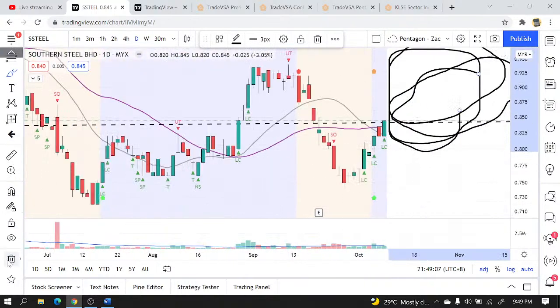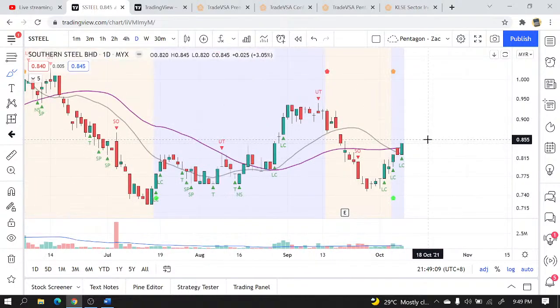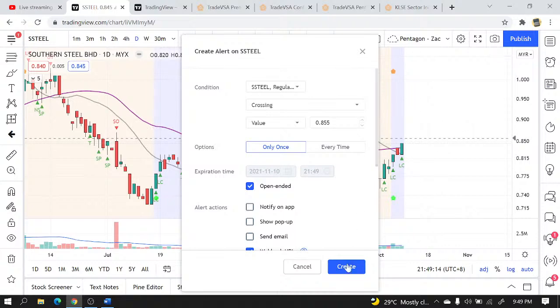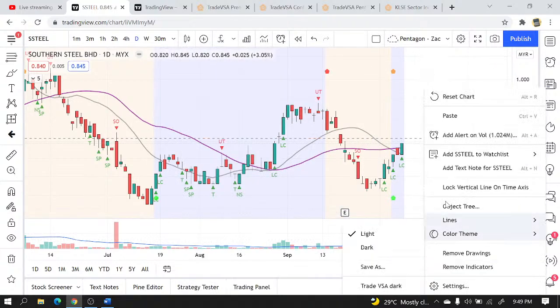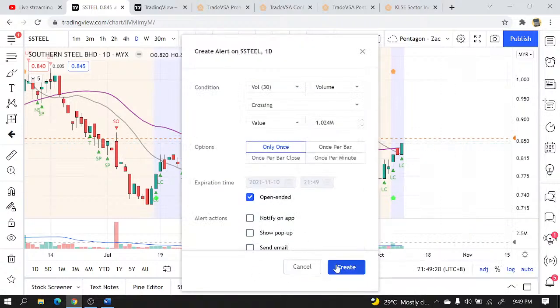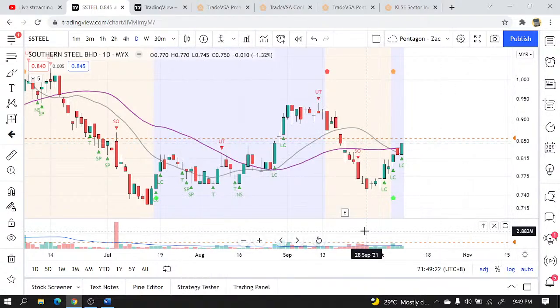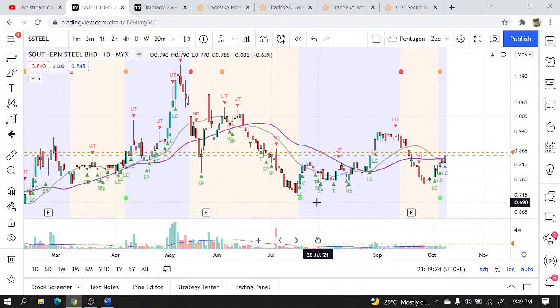Never mind. In this case, if I'm looking for entry, first of all, I want the bar to close to a certain resistance, and I want the volume to be increasing. So I put alerts on the volume and the price as well.